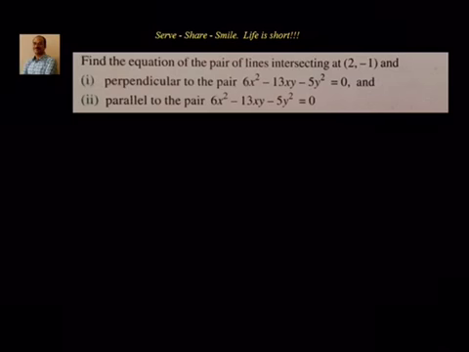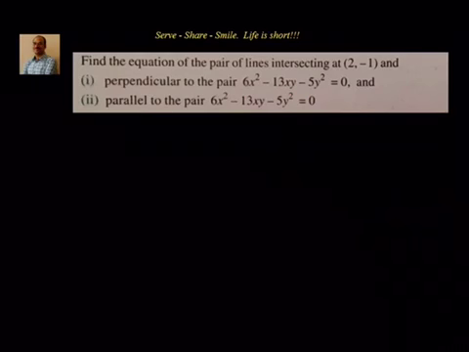In the last session, we have seen a particular problem where we have to find out the equation of pair of lines intersecting at a particular point and parallel to the given pair. Now in this session, we will see the first bit, that is, we want to find out the equation of pair of lines intersecting at a particular point and perpendicular to the pair given.